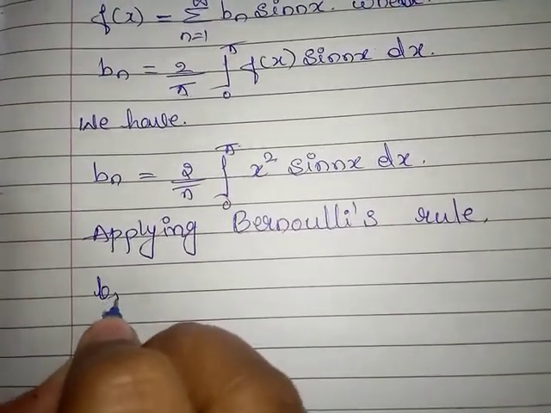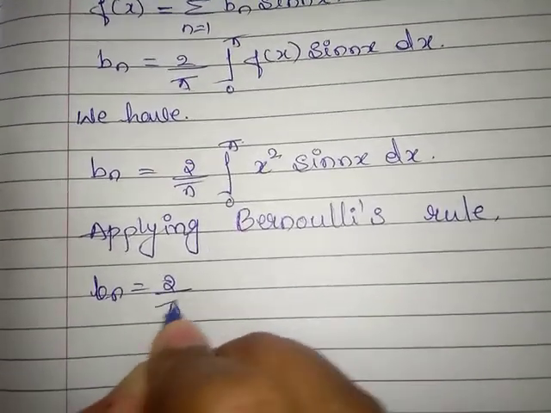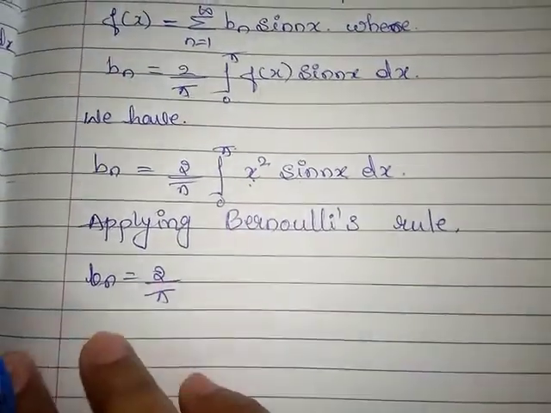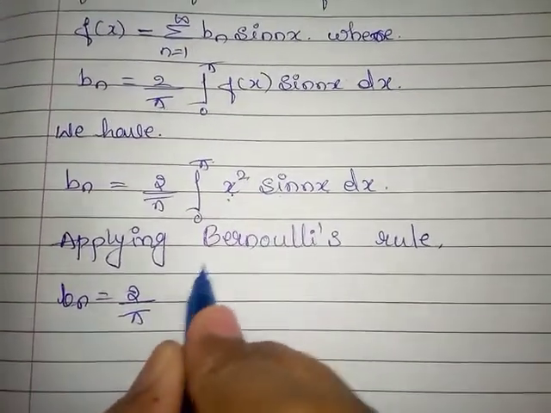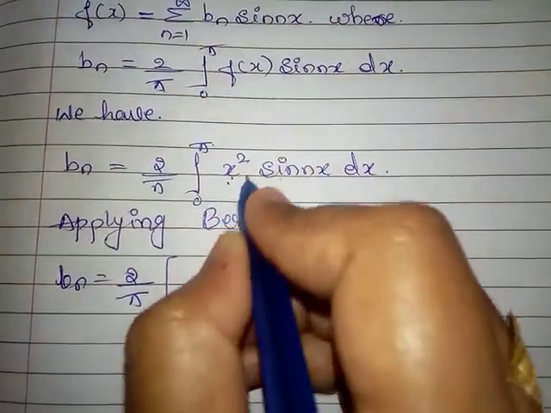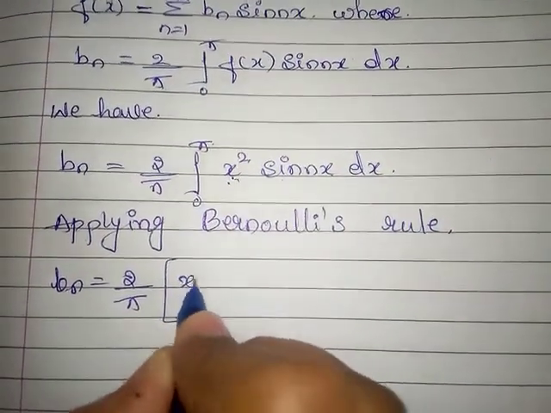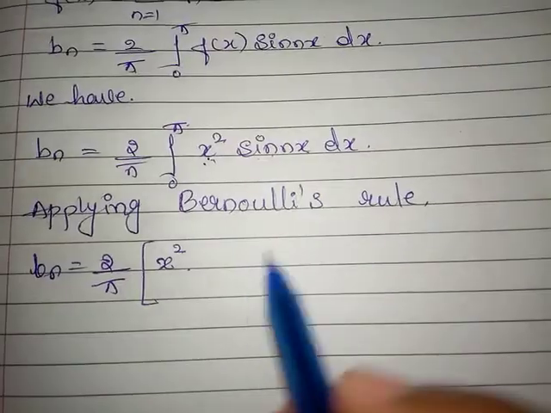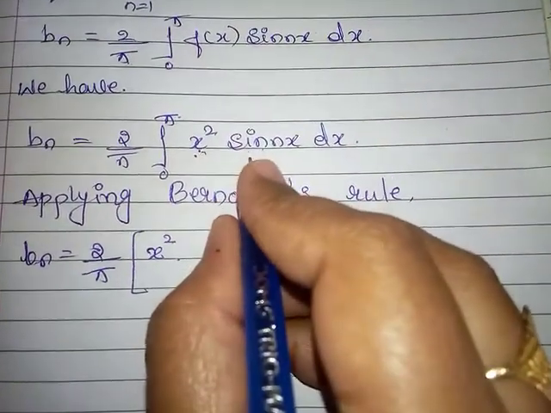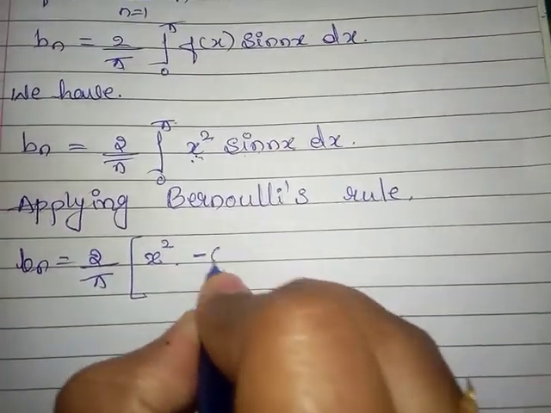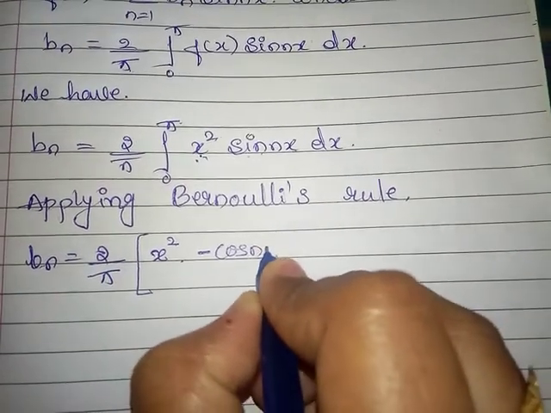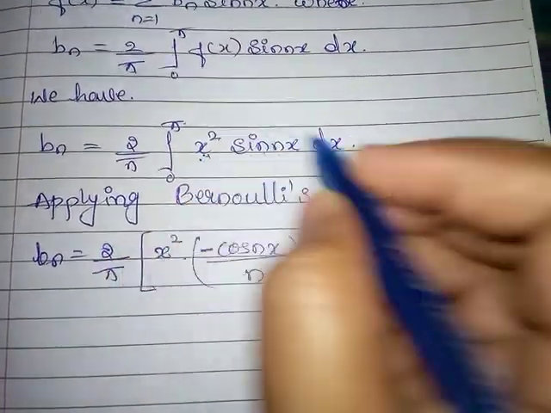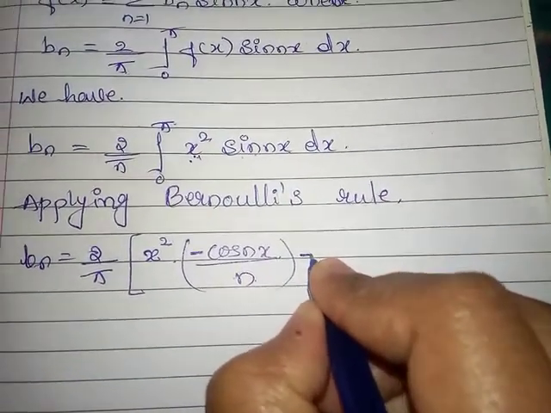we get bn is equal to 2 by pi. Here we have the function x square into sin nx. Consider x square as the differentiating part and sin nx as the integrating part. According to Bernoulli's rule, we keep the differentiating part as it is. Therefore, x square is written as it is. For sin nx, not differentiation, integration: the integration of sin nx is minus cos nx divided by n. Then for the differentiation of this one, we have to take the negative sign.